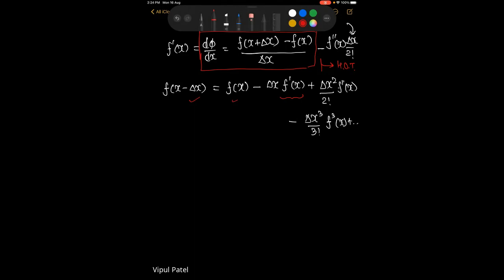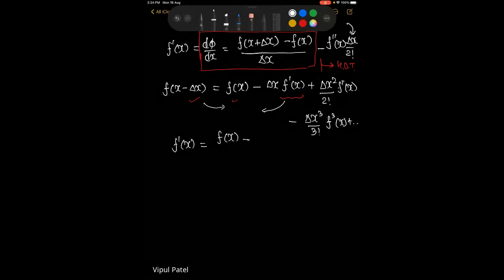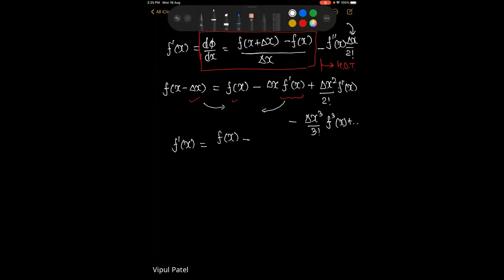So if you rearrange this particular term, then you will end up with this expression, that f prime x is equal to f of x. So what we are doing, we are actually taking this particular term to the left hand side and this particular term to the right hand side. Okay, so you will come to this particular formulation, that is f of x minus f of x minus delta x divided by delta x, because this delta x is already there.